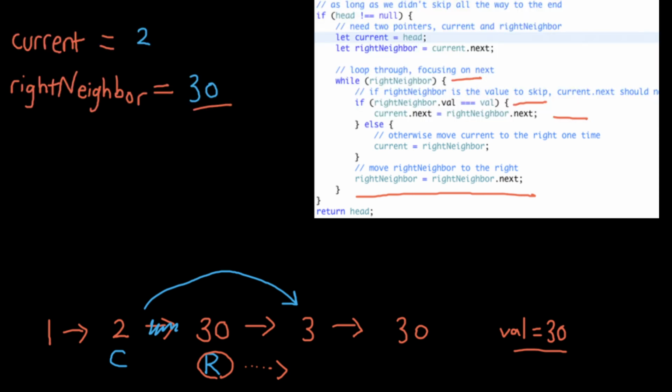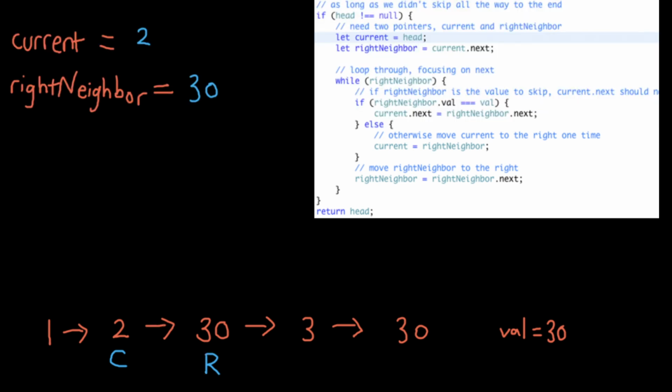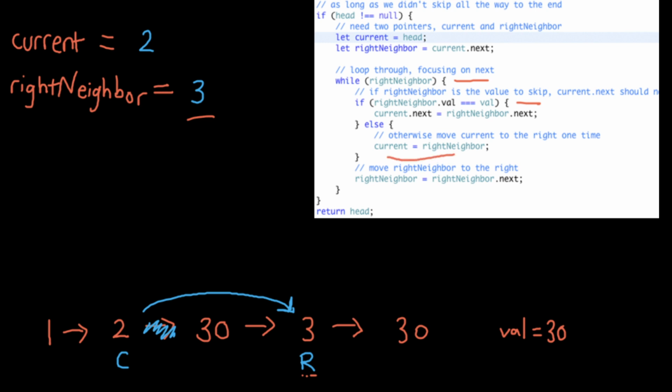So what does that look like at the next step? Well, the next step is what we just talked about, right? So right neighbor shifted to the right, and now right neighbor is 3. So right neighbor is not null. We continue. Check the value of right neighbor. Well, we don't do this line. We'll go to the else. So current becomes right neighbor. That means this guy right here shifts all the way here, and then right neighbor itself shifts to the right one spot. Let's see what we get when we do that.